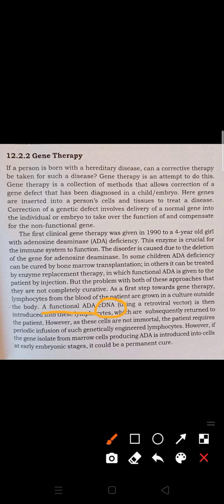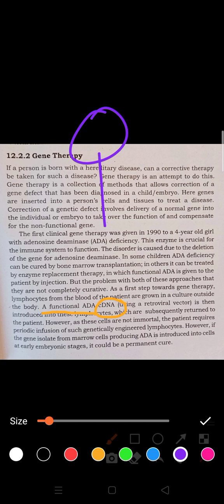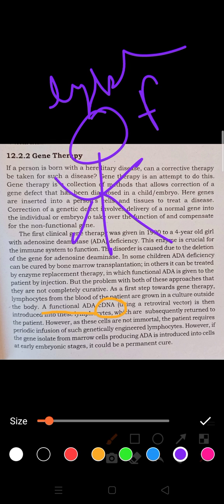Okay, the functional adenosine deaminase cDNA has to be transferred inside these lymphocytes. And these lymphocytes carry the functional ADA. So that time, directly we are just returning it inside the patient. Now again that patient only, now this patient is having lymphocytes along with the functional ADA cDNA.